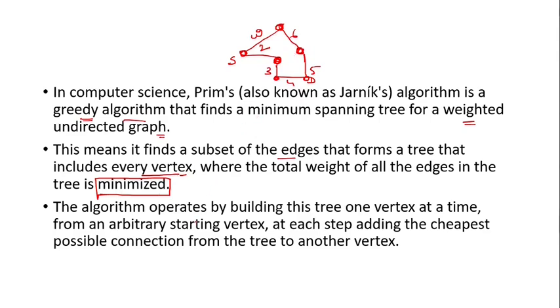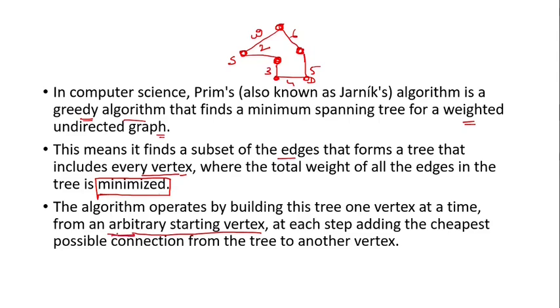The algorithm operates by building this tree one vertex at a time from an arbitrary starting vertex. So one thing in Prim's algorithm is that you can choose any arbitrary starting vertex, at each step adding the cheapest possible connection. Wherever you start, you keep picking the cheapest edge from there onwards. That choice of starting vertex is arbitrary.